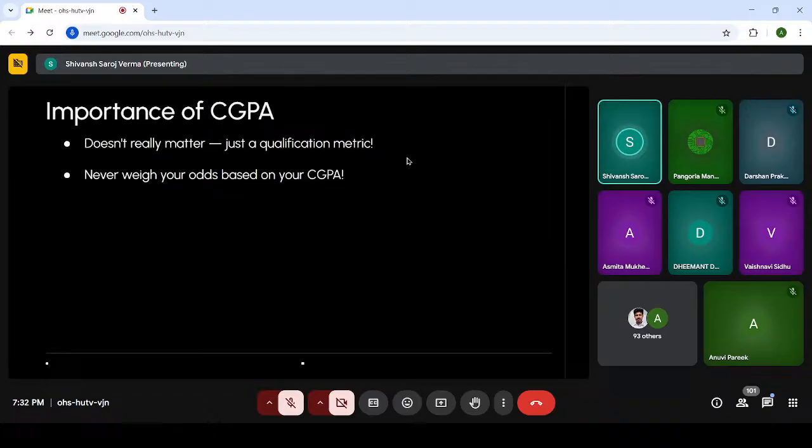And the importance of CGPA, as a lot of people have stressed, it won't disqualify you. Just keep it high enough to get through the OA, so that you meet the qualifying criteria. Again, the higher the better for you. But a low CGPA shouldn't discourage you from applying.